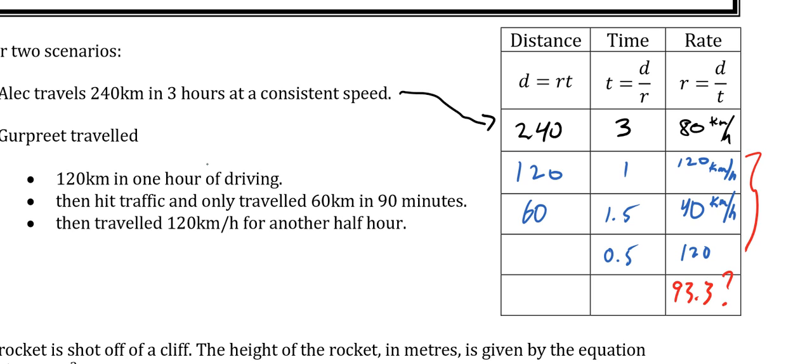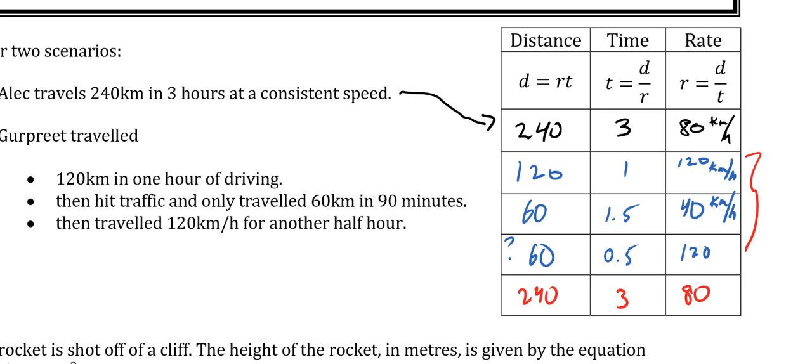So let me add this up. First of all, we have to figure out what this is. We haven't figured out that yet. What is 120 kilometers per hour for half an hour? 60. So what's 120 plus 60 plus 60? Is that 240? And what's 1 plus 1.5 plus 0.5? It's 3. So what's the average speed? 240 kilometers an hour for 3 hours. That's wrong. It's 80. Just like Alec.